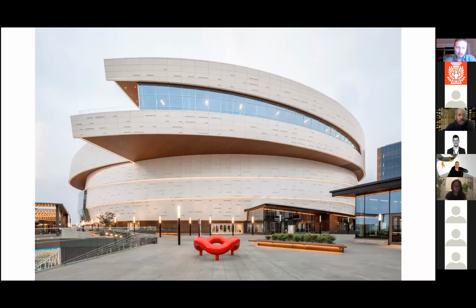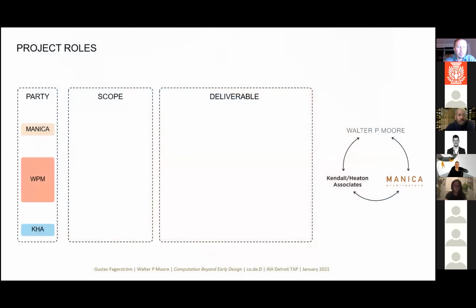So the very origins of this project were with a delivery method which is fairly common, especially here in the US, and I'm sure many of you are familiar with it, in which there is a design architect, there is an executive architect, and then there's a set of consultants.